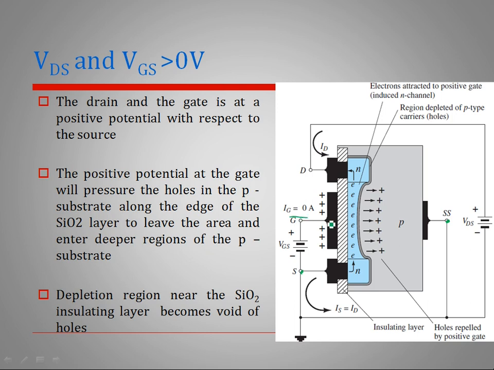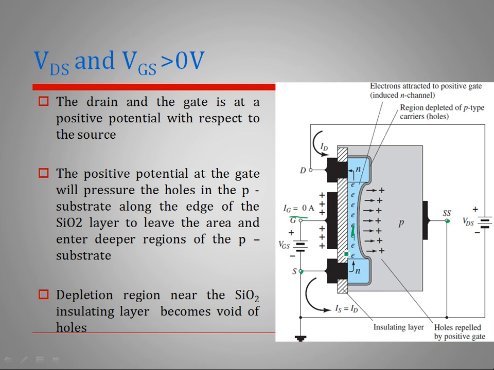The positive potential at this will try to attract the electrons to this side, and the holes will be repelled. So, in the P substrate, the holes along this edge of this SiO2 layer will leave this area and enter the deeper regions of the P substrate, and electrons will accumulate along here, forming a channel between the drain and source. So, the depletion region near the SiO2 insulating layer thus becomes void of holes. There won't be any holes here in this region.